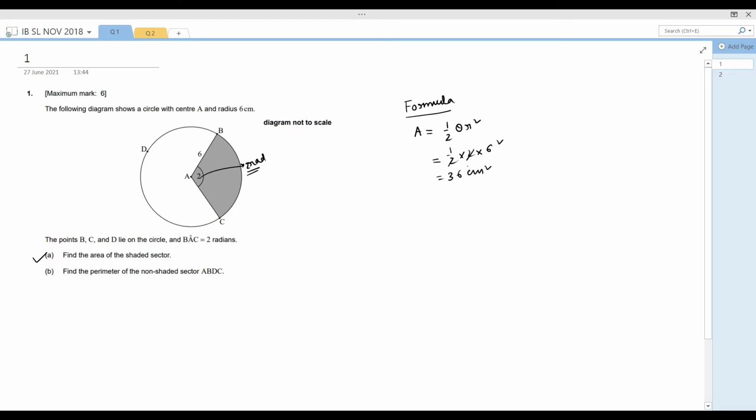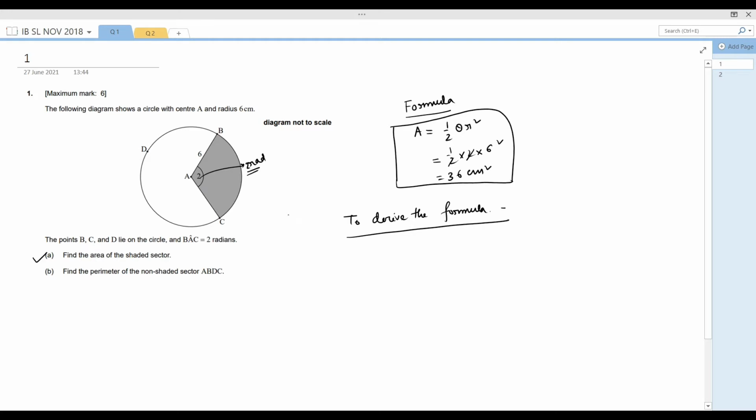But if you forgot the formula, then what will you do? This is using the formula: A equals half theta r squared. But what if you forgot the formula? Then just use this principle. I am showing it to derive the formula. In case you forgot the formula, you have to do it in these steps.